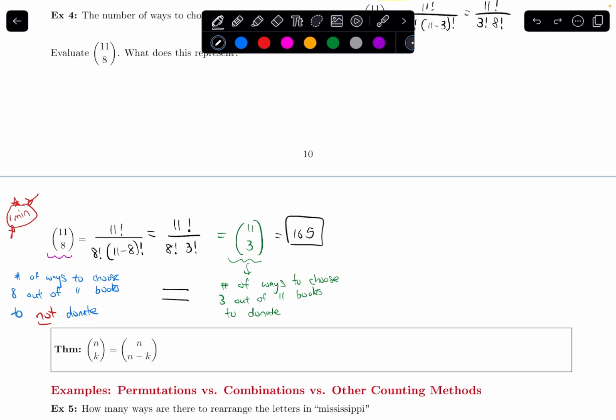In the next video, we will put this all together, and we'll do a number of examples where we decide between which of these counting methods to use to solve them.